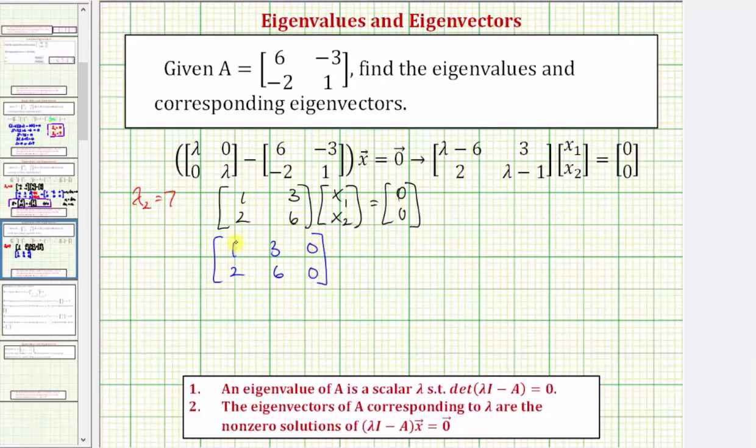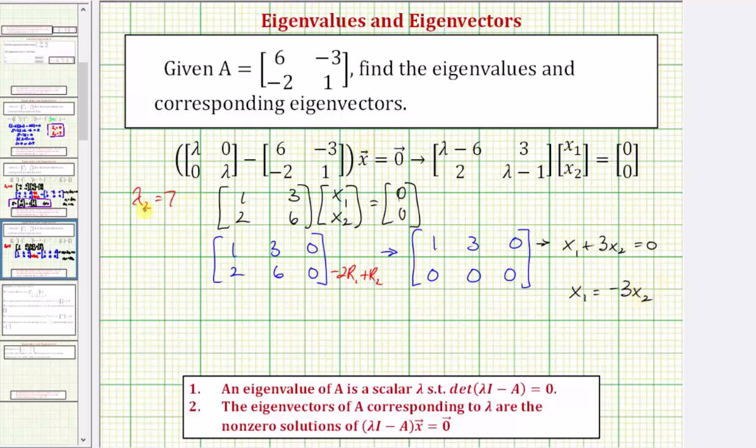Notice that negative 2 times 1 plus 2 would be 0. Let's replace row 2 with negative 2 times row 1 plus row 2. So row 1 stays the same. Row 2 would be negative 2 times 1 plus 2 is 0. And then we'd have negative 2 times 3 plus 6, that's 0. And of course, negative 2 times 0 plus 0 is also 0. Again, we have a row of zeros, which we do expect. Looking at this first row, notice how this tells us that x sub 1 plus 3 times x sub 2 must equal 0. Solving for x sub 1, we'd have x sub 1 equals negative 3 times x sub 2.